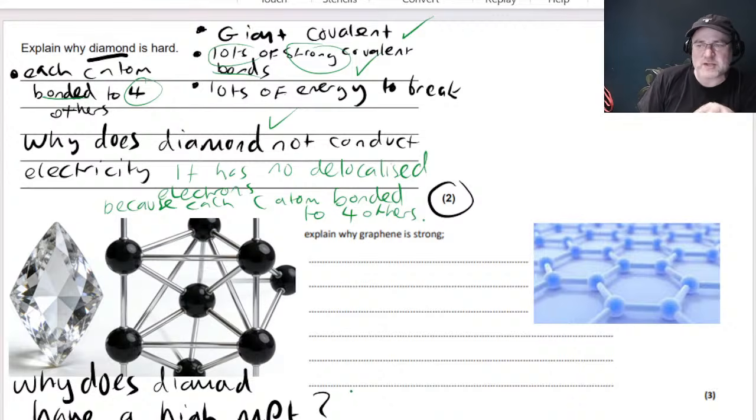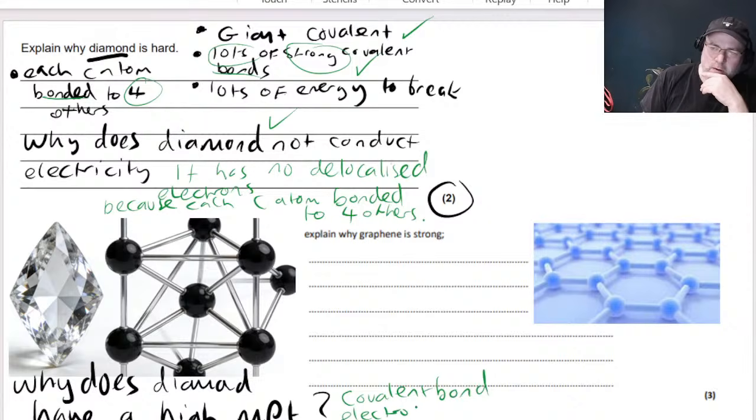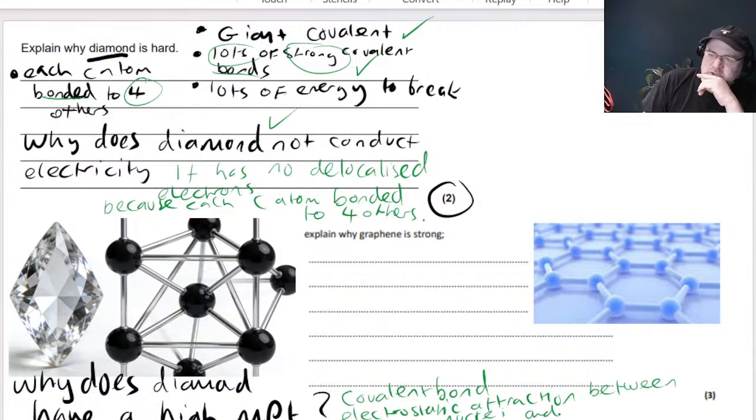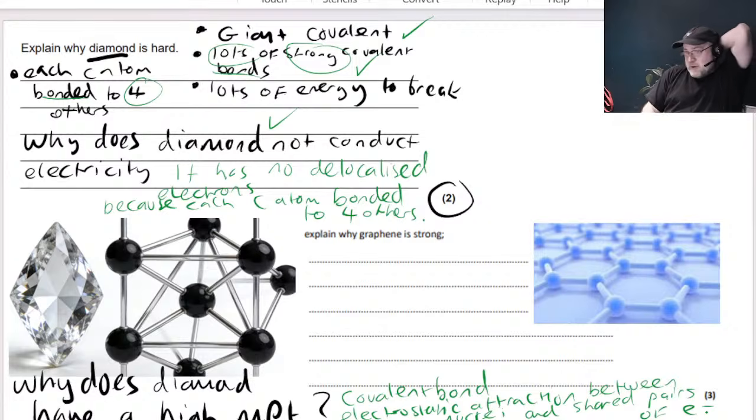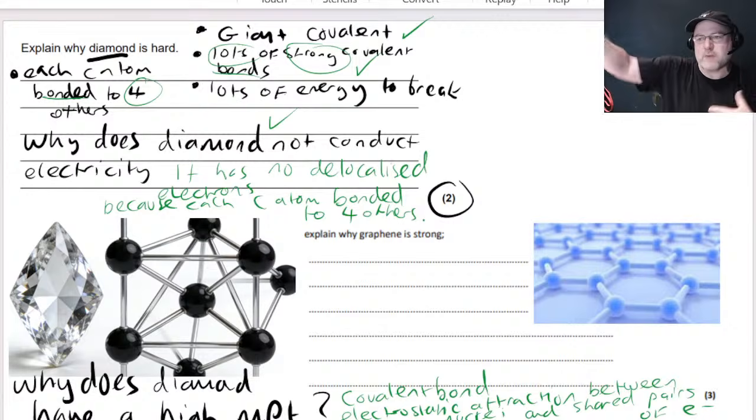It's an electrostatic attraction. So do remember that a covalent bond is an electrostatic force of attraction between nuclei and shared pairs of electrons. They very rarely ask for this in AQA, but that's the definition of a covalent bond. Sometimes you might have a 6 marker and you can work that in there.